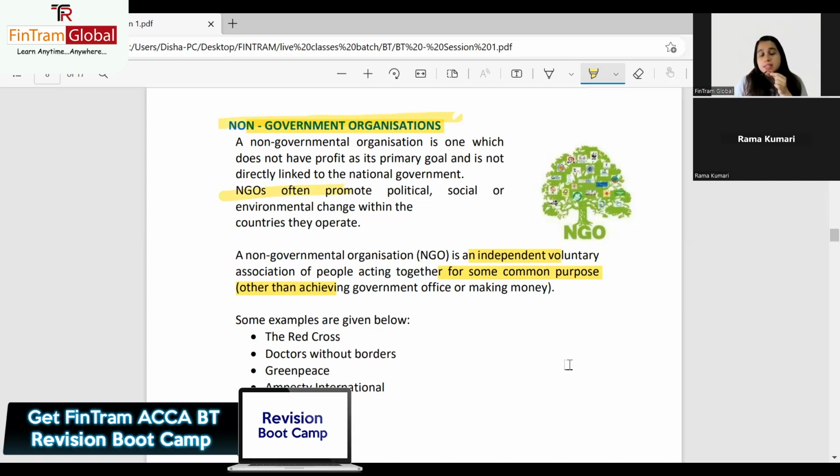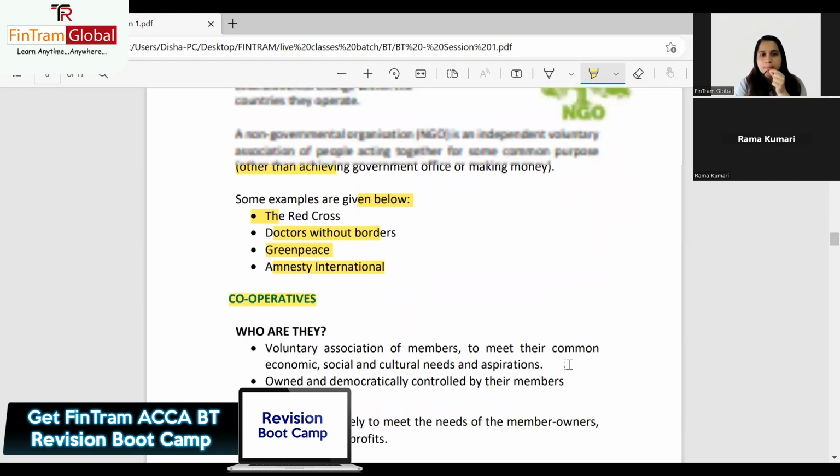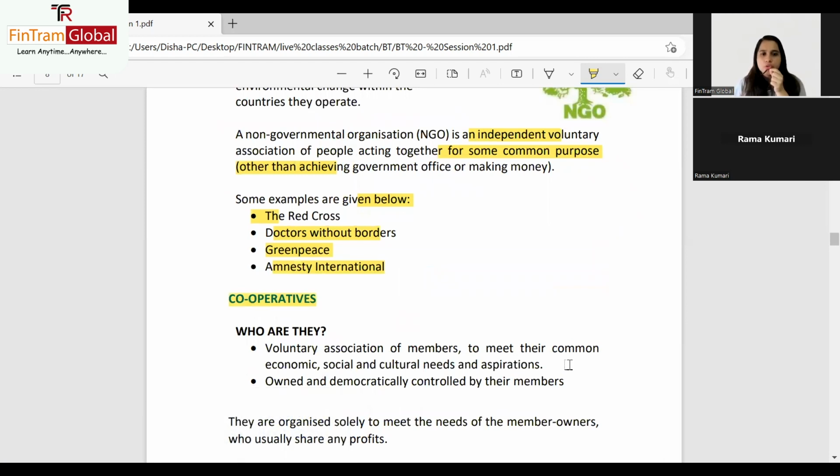Now, some popular NGO names: we have the Red Cross, Doctors Without Borders, Greenpeace, Amnesty International. So these are some common NGOs. What is Greenpeace? These are the names of NGOs. We have your Red Cross, which is more in the medicine field. Greenpeace is another NGO. So these are just examples of NGOs, entities working towards a particular goal. That's all. They are just examples.